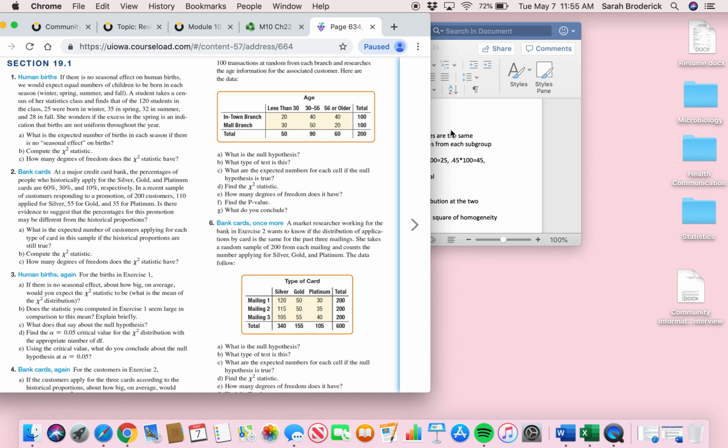And then for the difference, since we got 25 for less than 30, we can do 20 minus 25, which is -5, and then 30 minus 25 is 5. And then for 30 to 55, 40 minus 45 is -5, and then 50 minus 45 is 5. And then 40 minus 30 is 10, and then 20 minus 30 is -10.